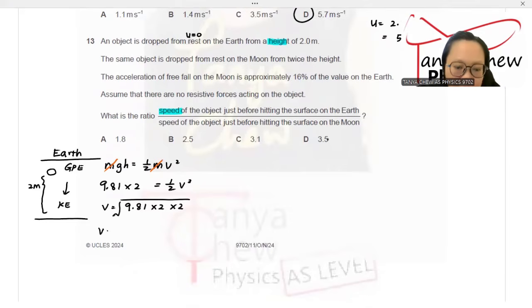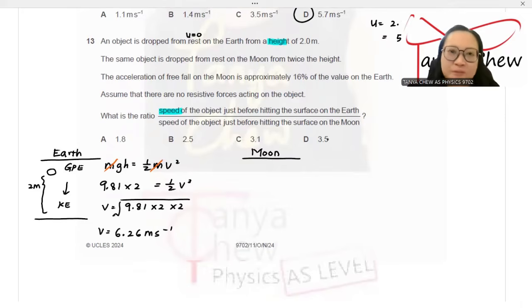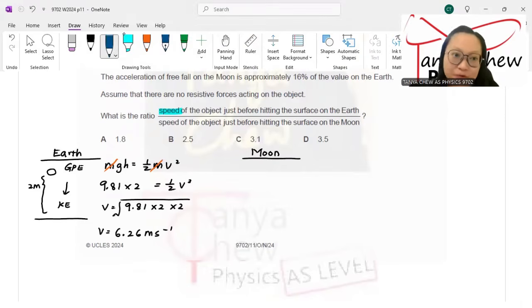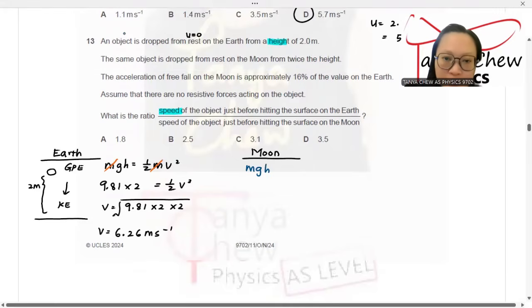So v is equal to 6.26 meter per second. Done. And what about the moon? The same thing, right? This is moon. So for the moon, I'm going to use a different color, maybe blue. Still using the same concept, the principle of conservation of energy. Initial energy is mgh, which is being converted to kinetic energy.